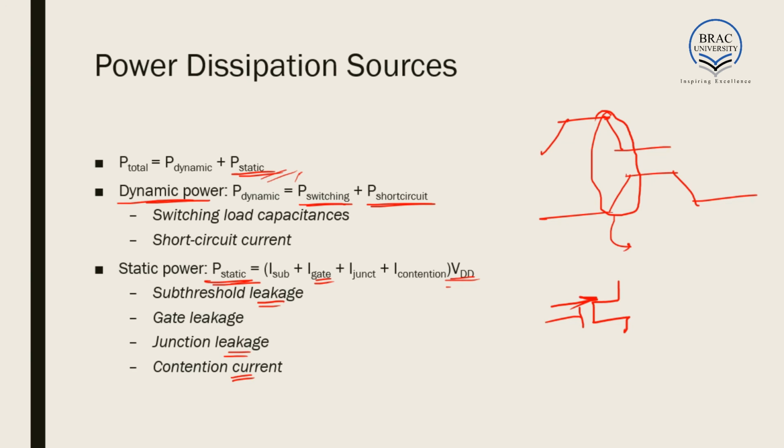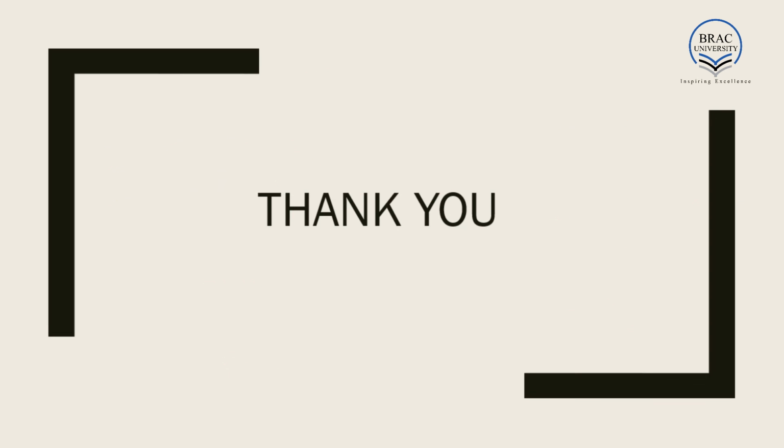So we have two types of power, dynamic and static, and the total power will be the sum of the dynamic and static components of power. That's all for this lecture. In the next lecture, we'll be learning about dynamic power consumption in detail and how we can reduce the dynamic power consumption.